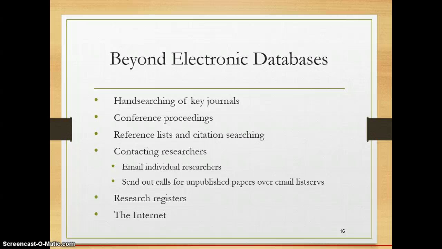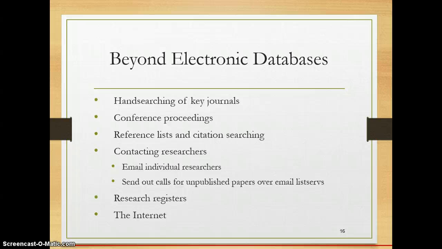You can also look at who has cited a key study, if you find one. Google Scholar, for example, has that feature. You can type in the title of the journal article, bring it up, and then you can see who cited it since then. I always recommend contacting researchers. I would email individual researchers who are known to have conducted research on that topic. You can also send out a call for unpublished papers over email listservs.